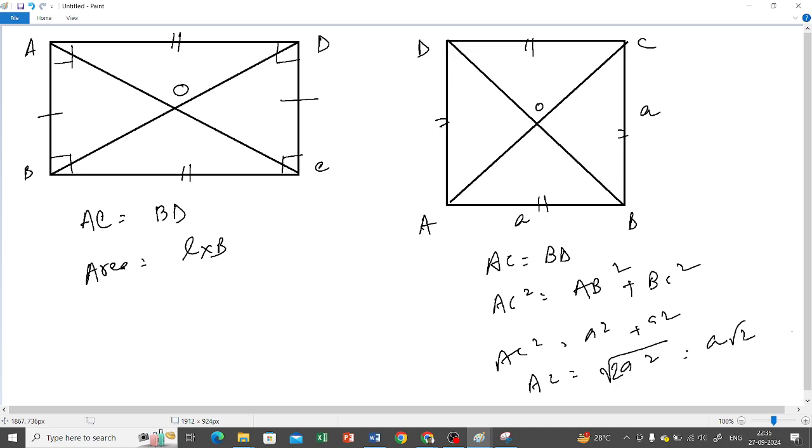Sir, in a rectangle, are the diagonals equal? Diagonals are of course equal. Rectangle diagonals are equal and diagonals bisect each other. Okay. In a square also diagonals are equal and they bisect each other.